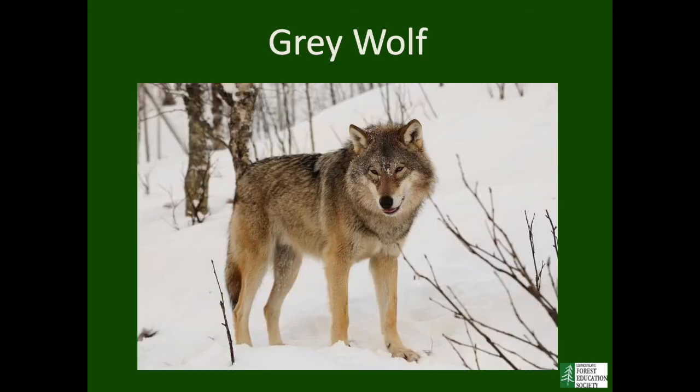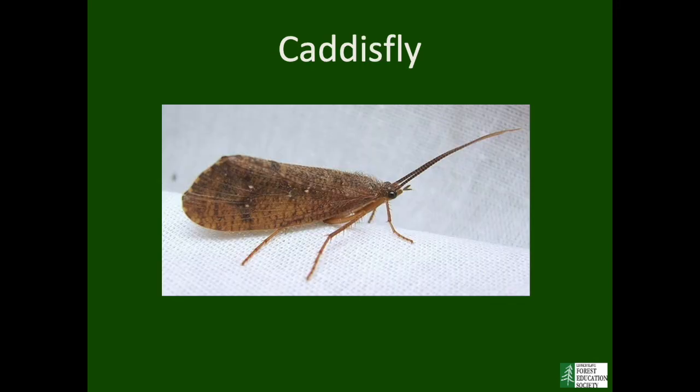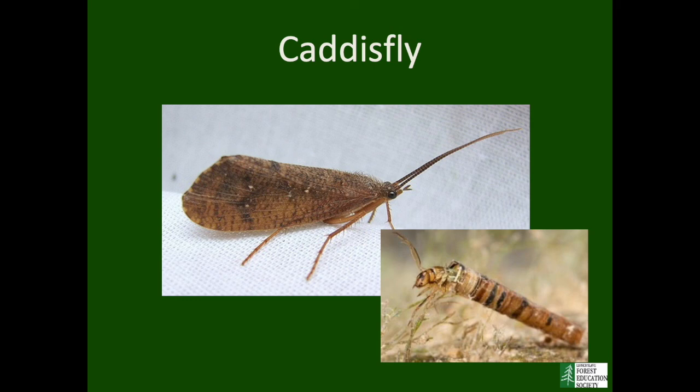Does a gray wolf undergo metamorphosis? No, mammals do not go through metamorphosis. The life cycle of a wolf is baby, young, and adult. And a baby wolf is called a pup. Caddisflies, did they undergo metamorphosis? Yes. The life cycle of a caddisfly: egg, larva, pupa, and adult.